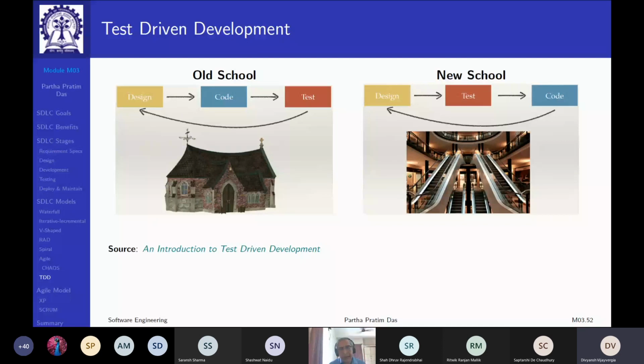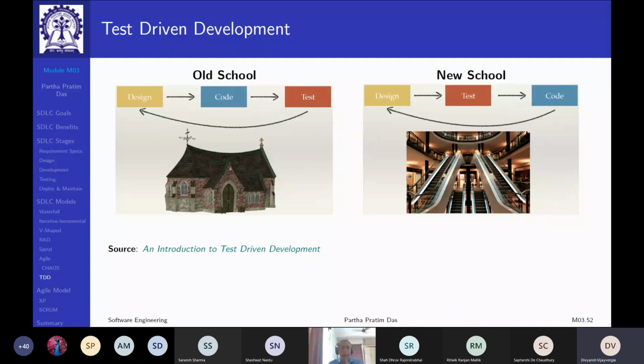TDD turns the table around. It says design, test, and code. No, just swapping this. So you'll say, how do I test when I do not have a code?